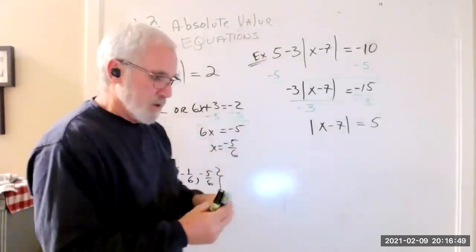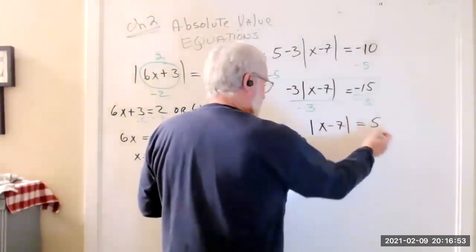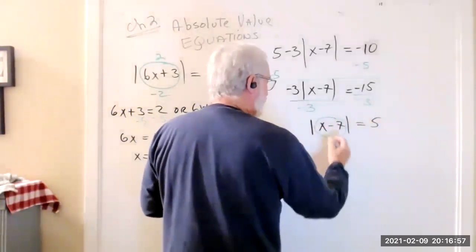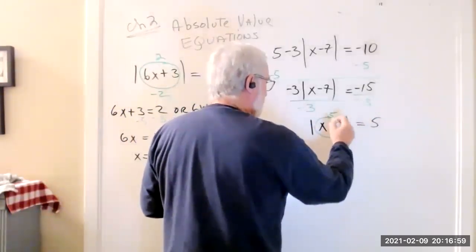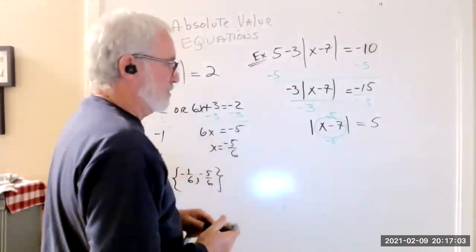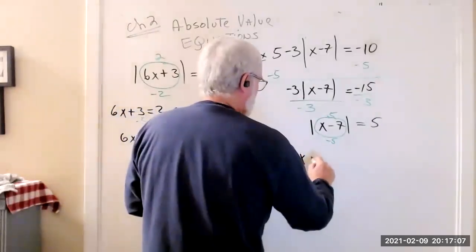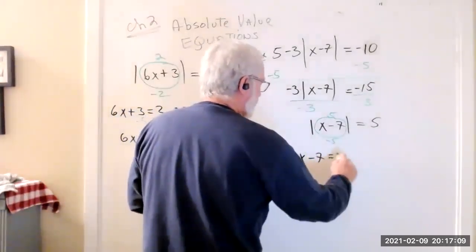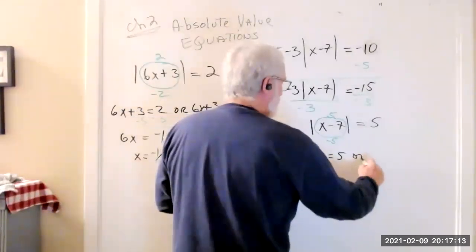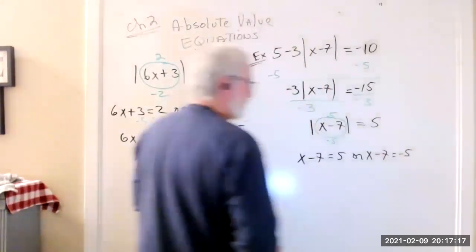Okay, so when we do the splits, we say, for this absolute value, the answer was 5, which means it could have been a 5, or it could have been a -5. So we write it as x minus 7 could have been worth 5, or x minus 7 could have been worth -5.